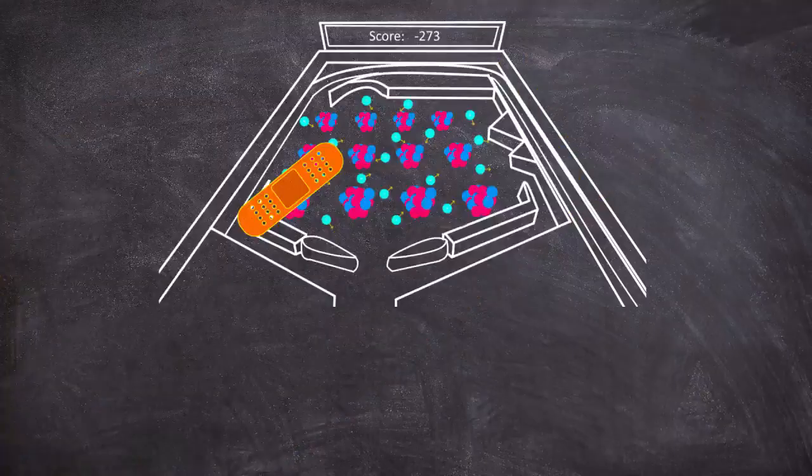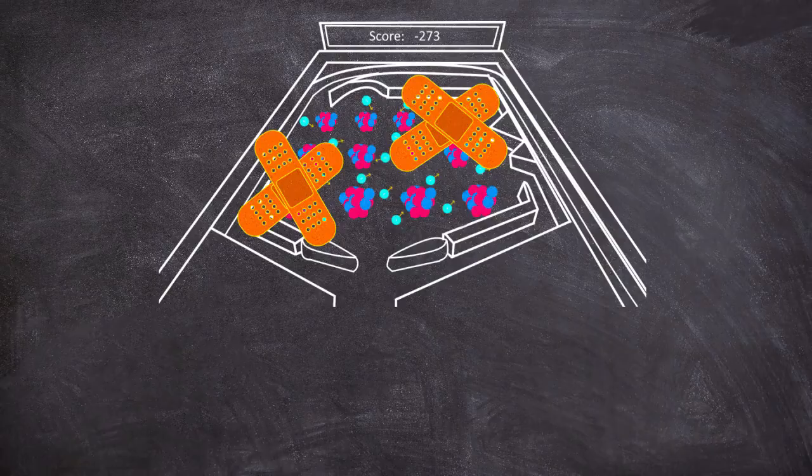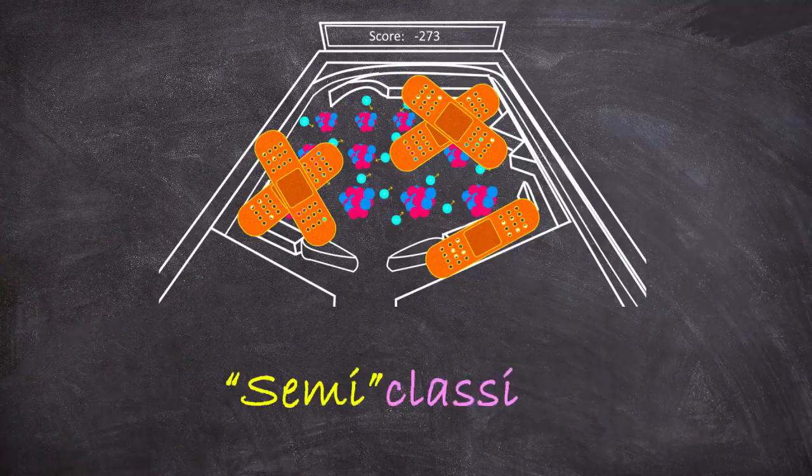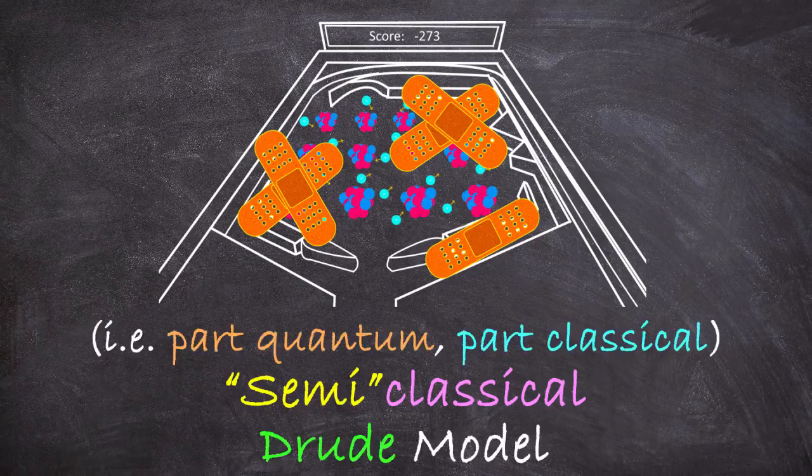But another reason is that it turns out you can actually heavily modify this model to include some aspects of quantum physics. We call this modern upgraded version the semi-classical Drude model. Semi-classical meaning part classical, part quantum mechanical. And this modified semi-classical Drude model is very powerful.